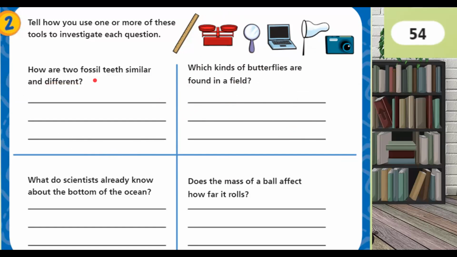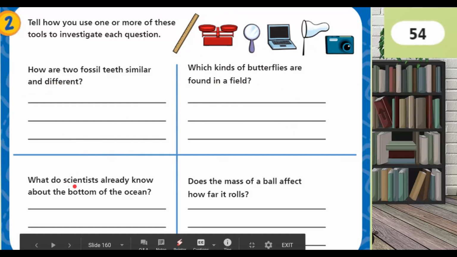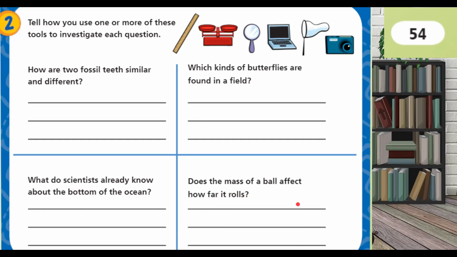The first one, how are 2 fossil teeth similar and different? Which kinds of butterflies are found in a field? What do scientists already know about the bottom of the ocean? You want to know what they already know? Does the mass of a ball affect how far it rolls? Okay. I'm going to give you 2 minutes to think and then we are going to do it quickly.